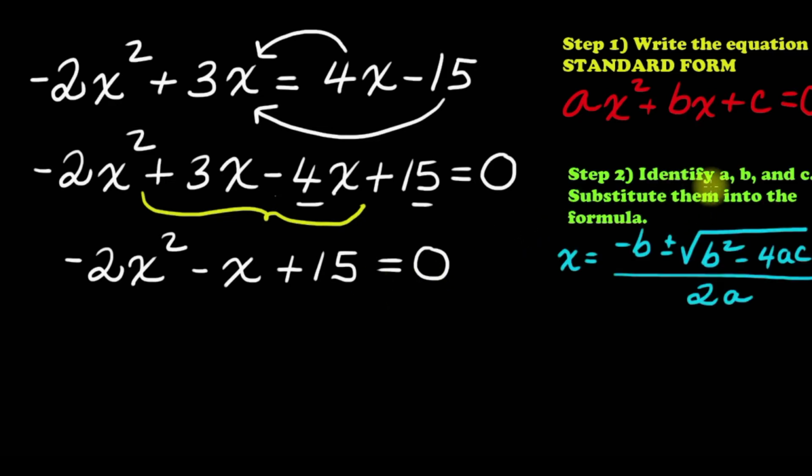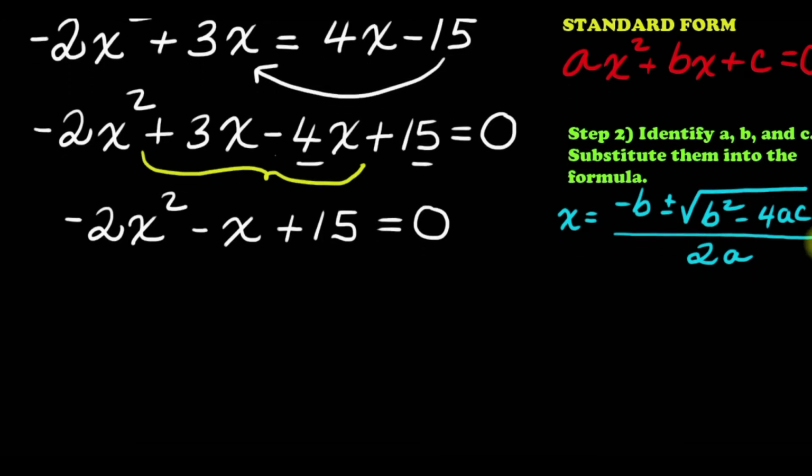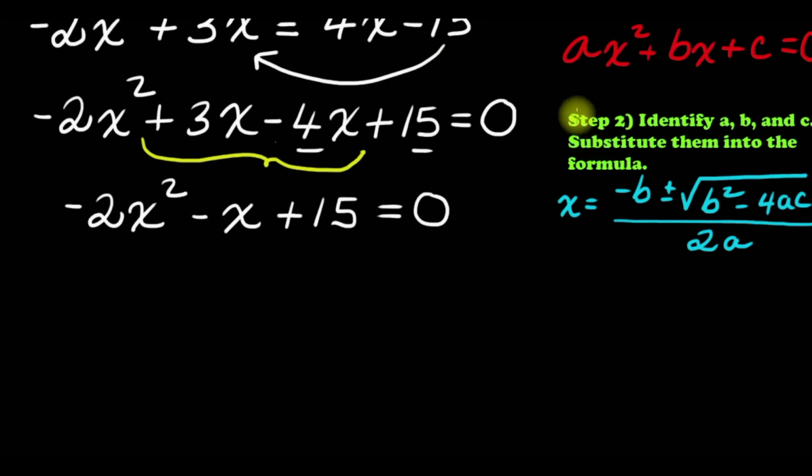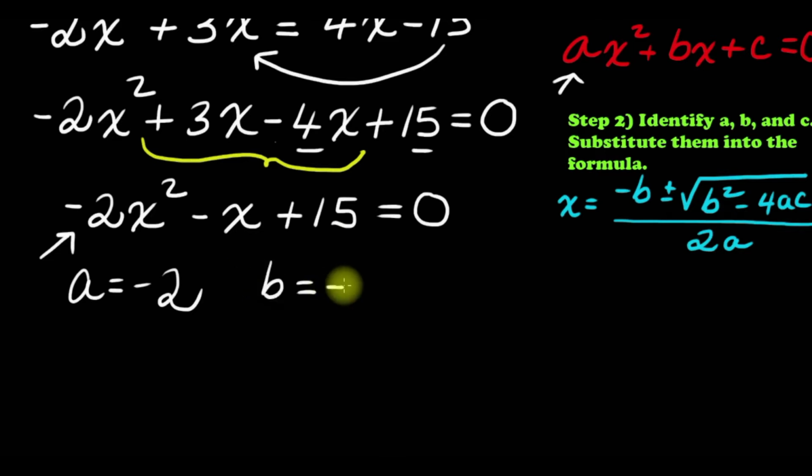So here you have to identify the a, the b, and the c. And then you're going to substitute those into the formula. So here you're given a quadratic formula. Okay, so we're going to go ahead and identify a, b, c. And that's pretty easy. I mean, you can tell by looking over here. So the a is the coefficient of x squared, right? So a is negative 2. So there's your a. And your b is the coefficient of x. B is going to be negative 1. And then your c is your constant, and that's 15.